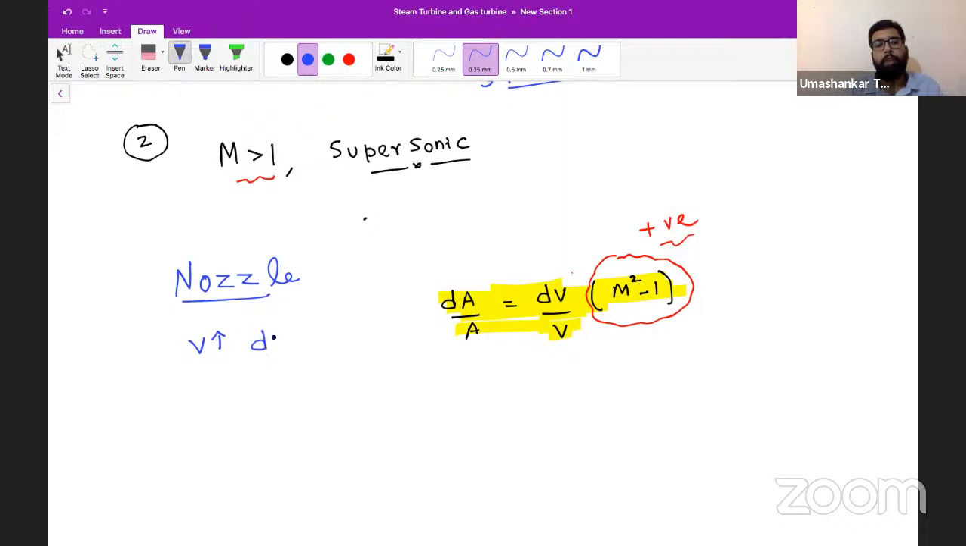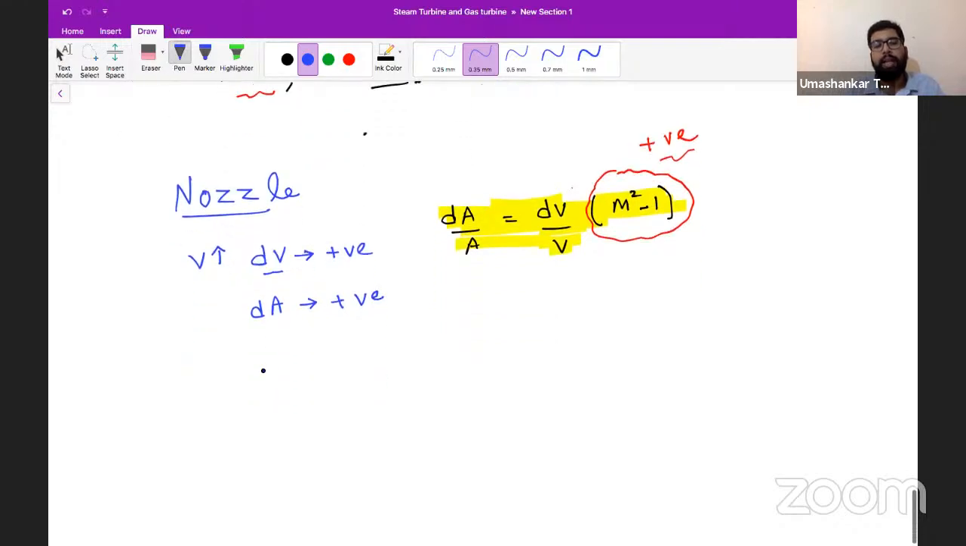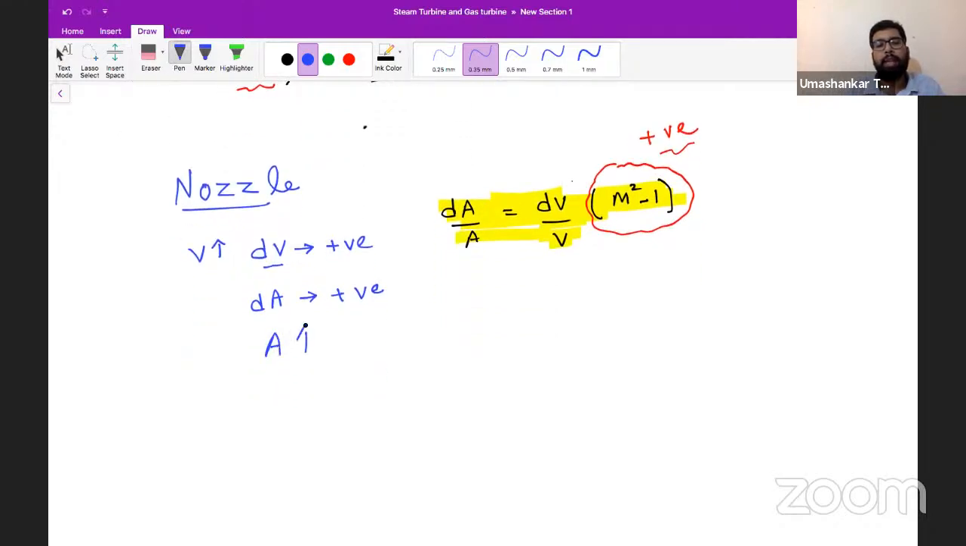Means what? If we want to increase the velocity, dV should be positive. So in order to make dV positive, dA should also be positive. And dA being positive signifies that our area must be increasing too. Yes or no? So these are our observations for the nozzle in supersonic condition.